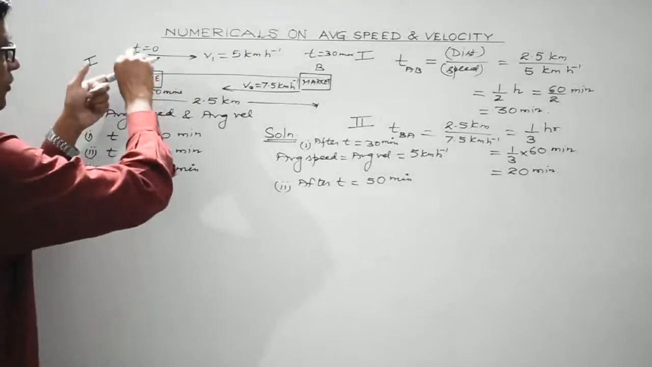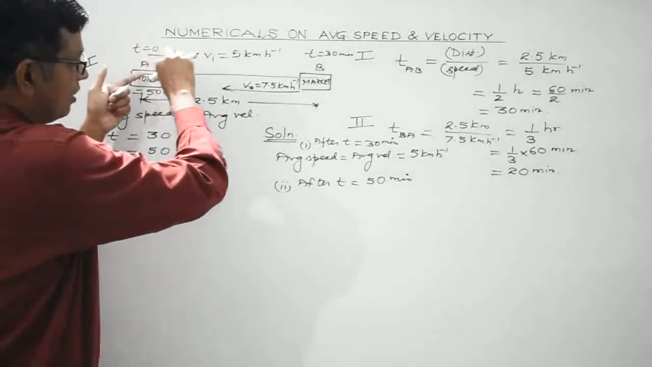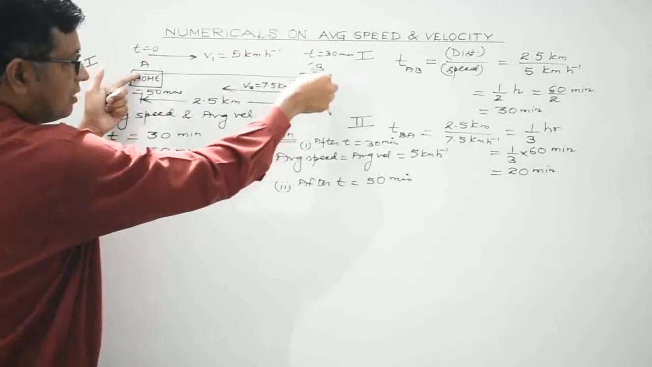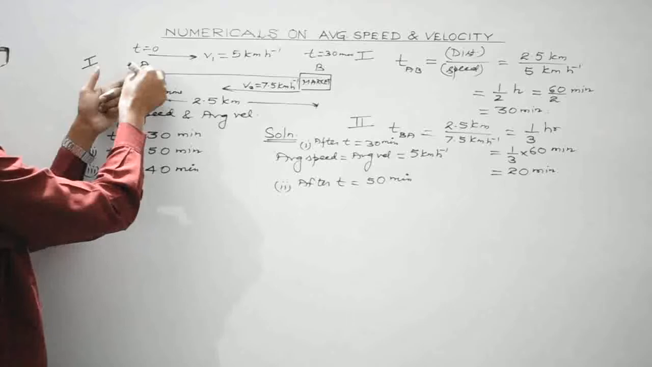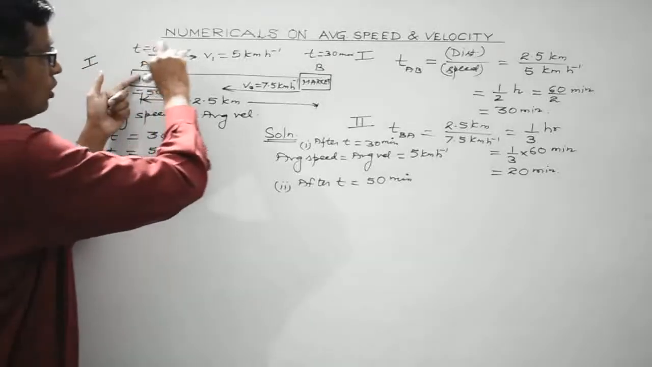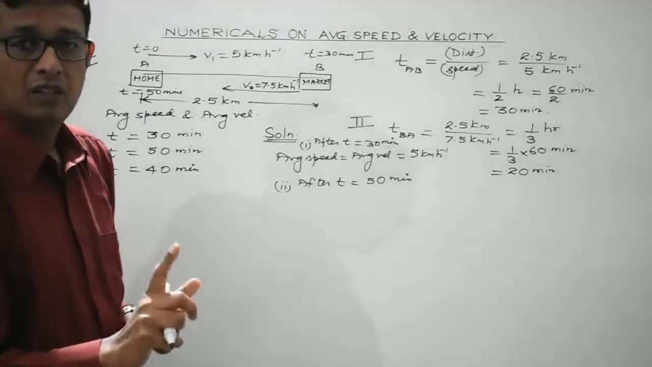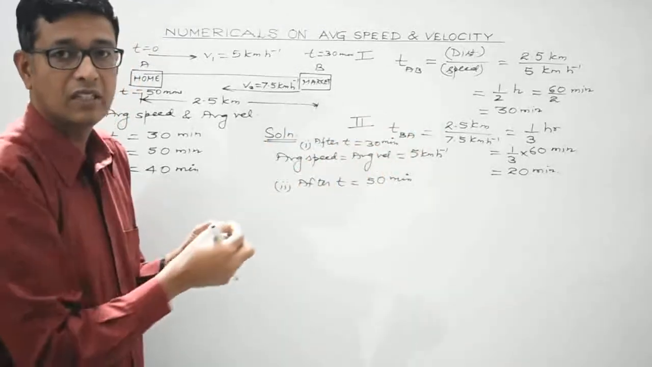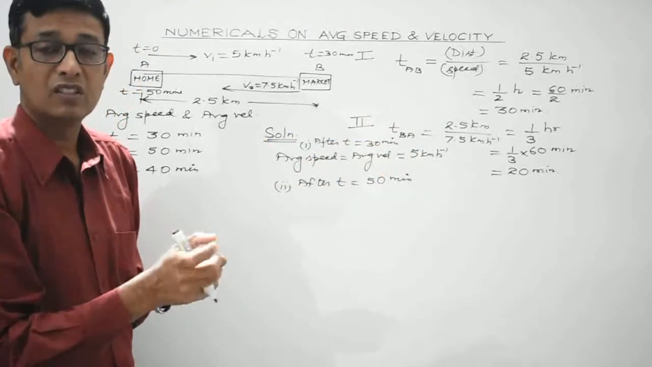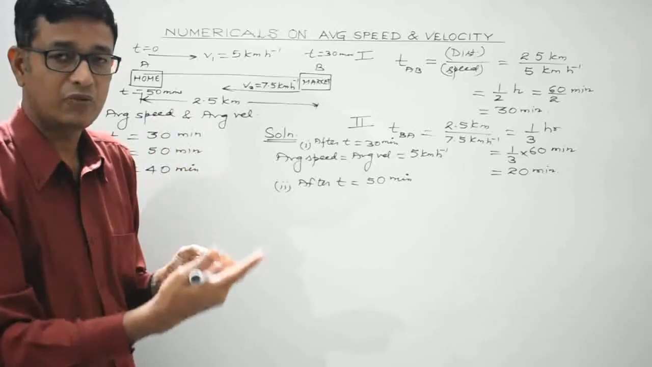Right? So after 50 minutes, what he does is, he moves from A to B and again he moves from B to A and comes back to point A. So the total round trip is completed in 50 minutes. So students, look, during the entire interval of 50 minutes, the person's initial position is coinciding with his final position.